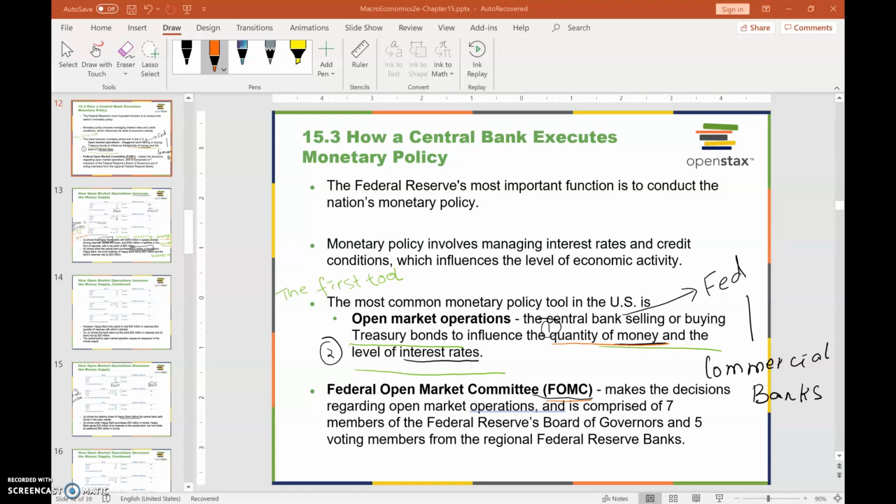Hey everyone, let's look at the tools of monetary policy. We are going to look at the first tool of monetary policy here, which is open market operations conducted by the Federal Open Market Committee. Over here, the Fed is buying treasury bonds and selling treasury bonds to the commercial banks. The reason behind this is we are looking at monetary policy and the Fed wants to change the quantity of money supply in the economy and also change the level of interest rates.